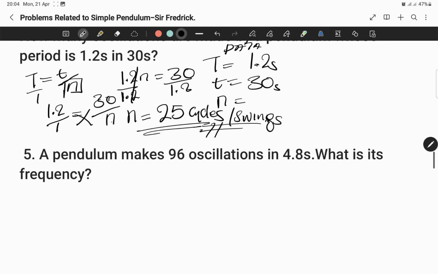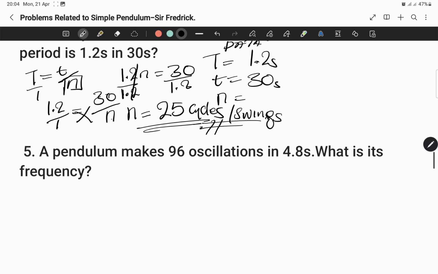Okay, then we have that, and say now a different scenario. This time around we'll look for frequency. So let's correct the data. So the number of swings was 96.